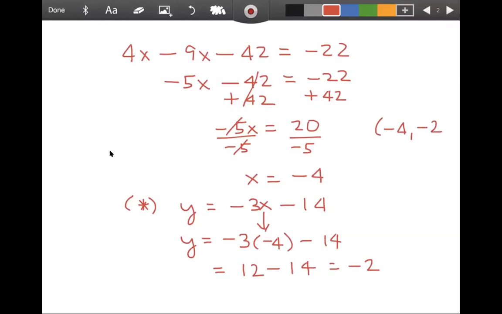In the interest of time, I'm not going to check every single one of these, but I will try to remember to remind you to check it. Check it in both equations. All right, so let's go on to the next example.